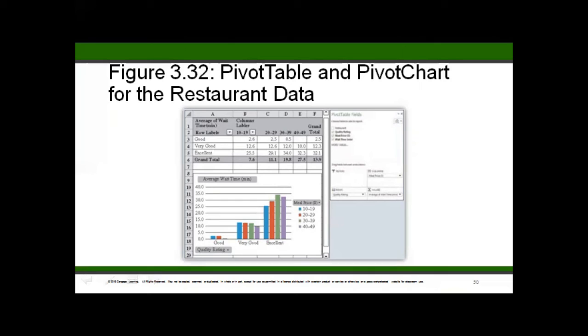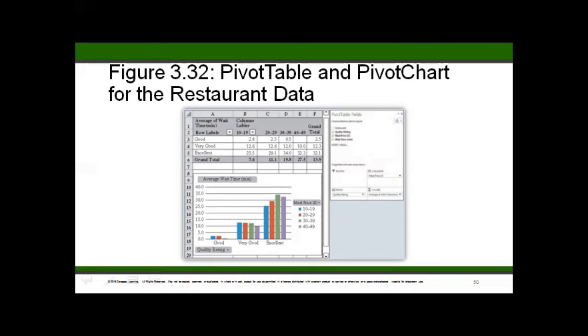The pivot chart is a clustered column chart whose column heights correspond to the average wait times and are clustered into the categorical groupings of good, very good, and excellent. The columns are shaded to differentiate the wait times at restaurants in the various meal price ranges. This figure shows that excellent restaurants have longer wait times than good and very good restaurants. We also see that excellent restaurants in the price range of $30 to $39 have the longest wait times.